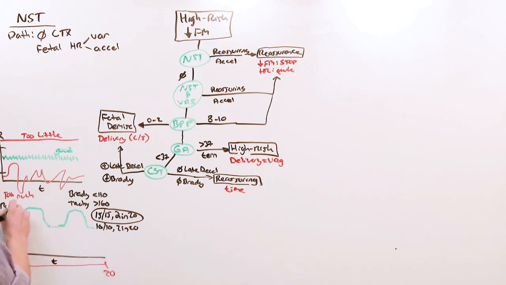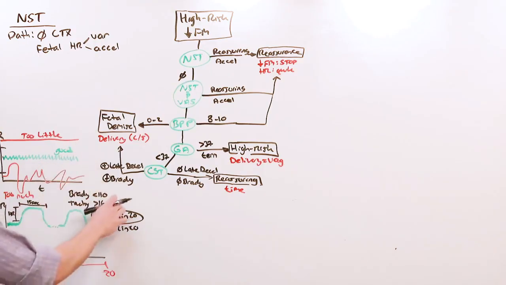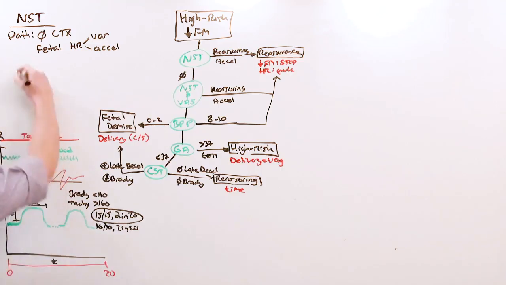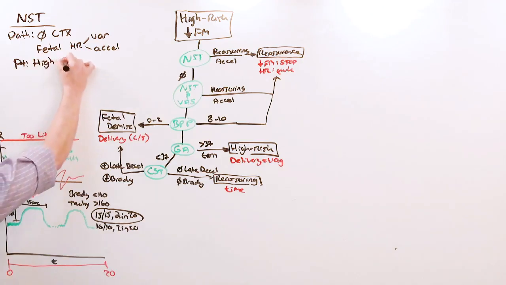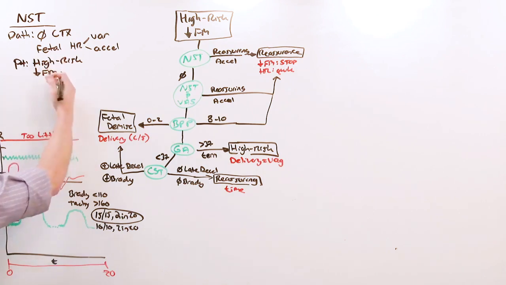And the 15-15 represents the change in the heart rate, a rise of 15, and the entire acceleration lasts at least 15 seconds. If you have both good variability and accelerations that meet 15-15, 2 in 20, the non-stress test is going to be reassuring. The patient comes to you either because they're high risk or because they have decreased fetal movement. This is where you start.